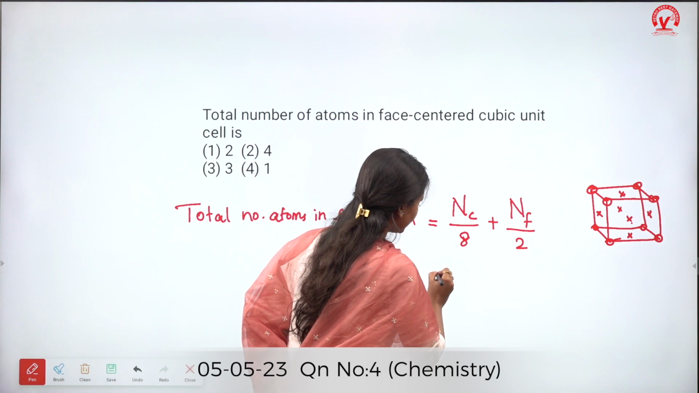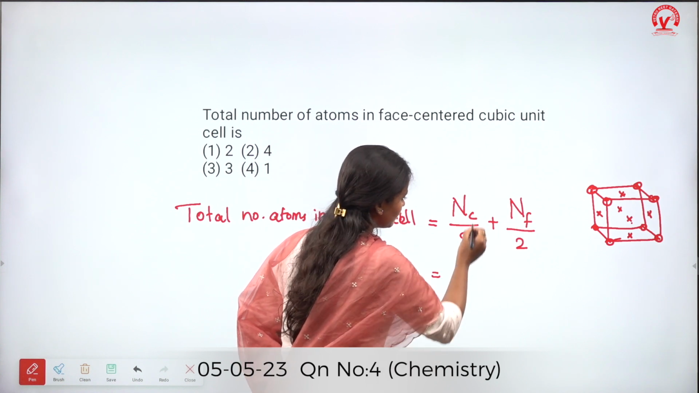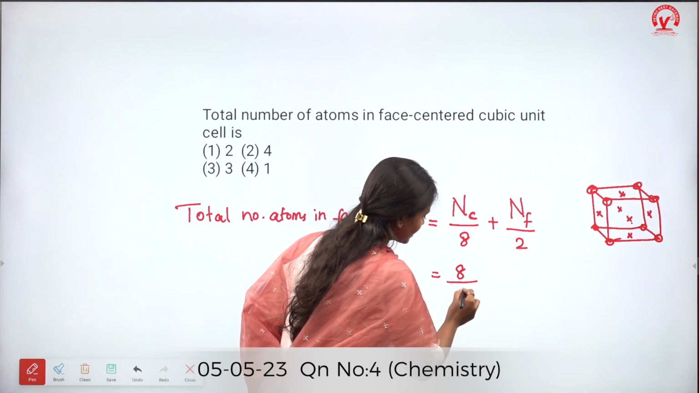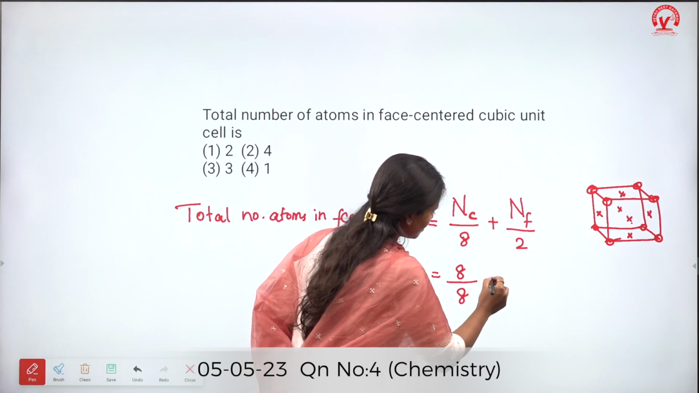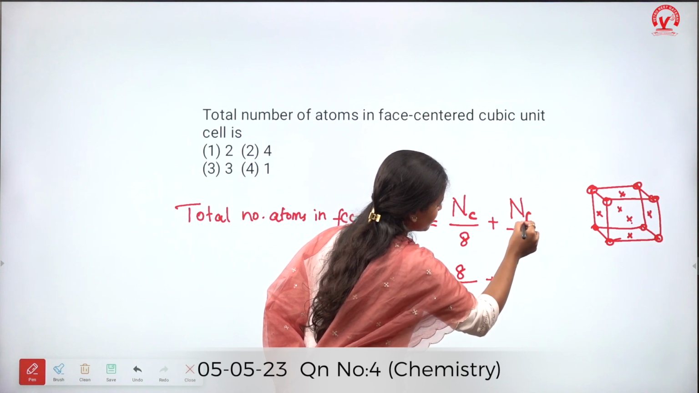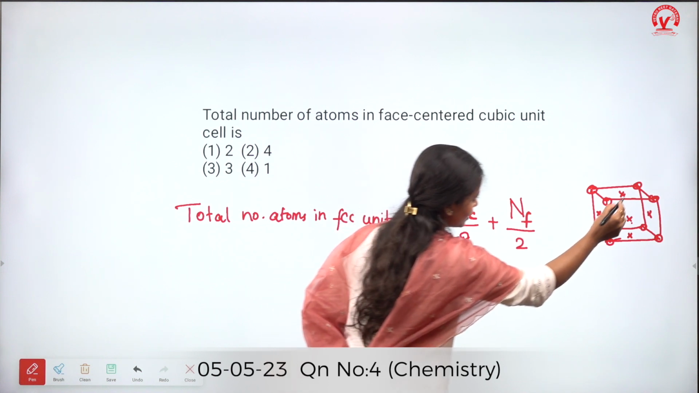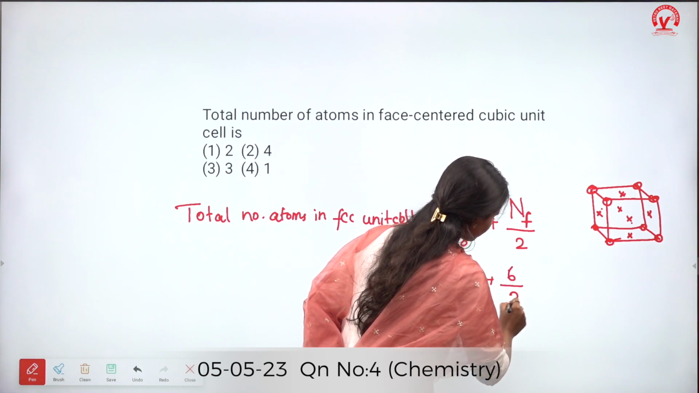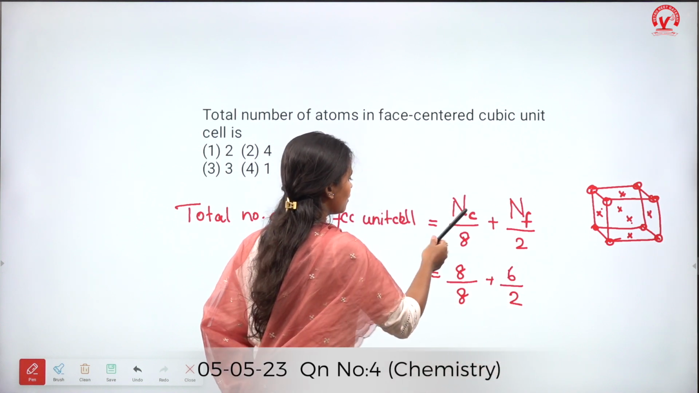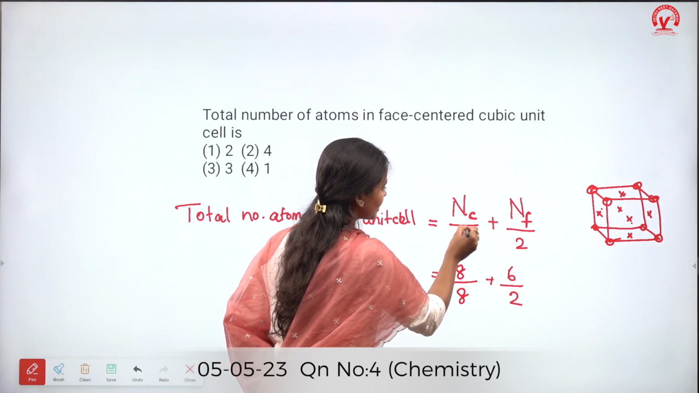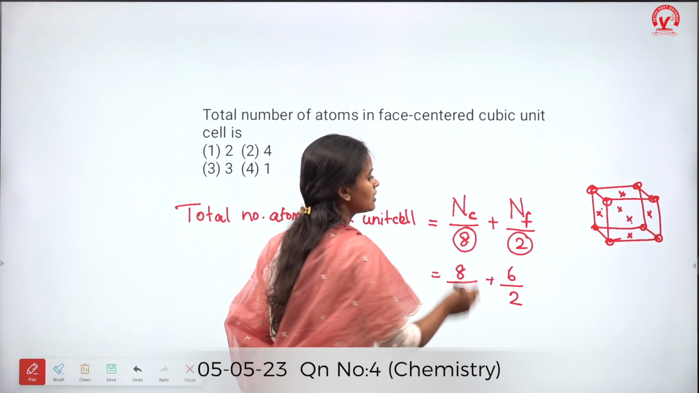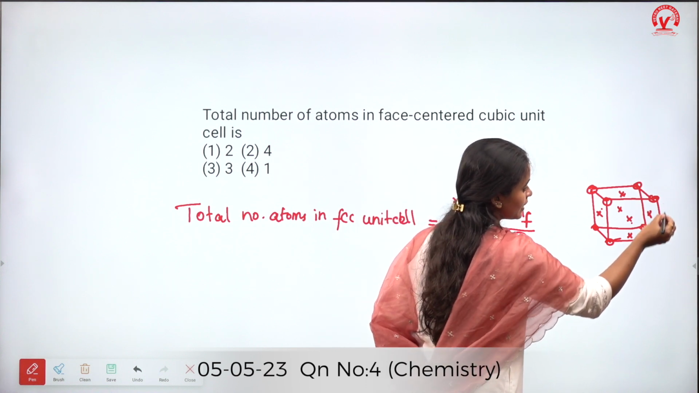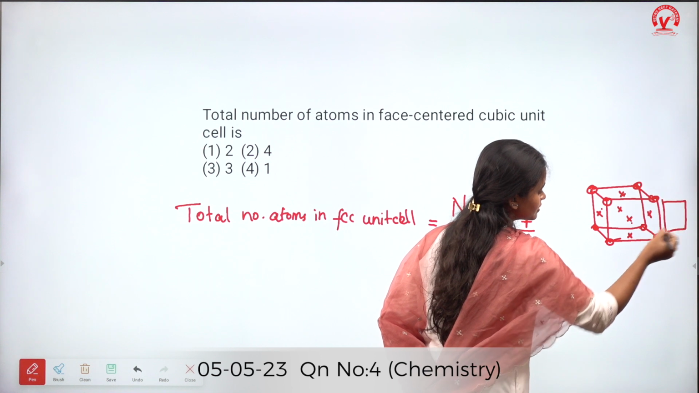So we know that Nc is the number of atoms in corners, that is 8 divided by 8. And Nf means the number of atoms present on faces. There are 6 atoms present on faces, 6 divided by 2. Why this? Here we are putting 8 and 2. This corner atom is shared by 8 other unit cells.